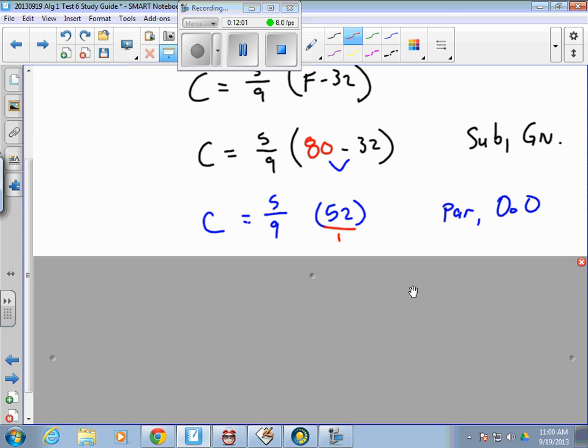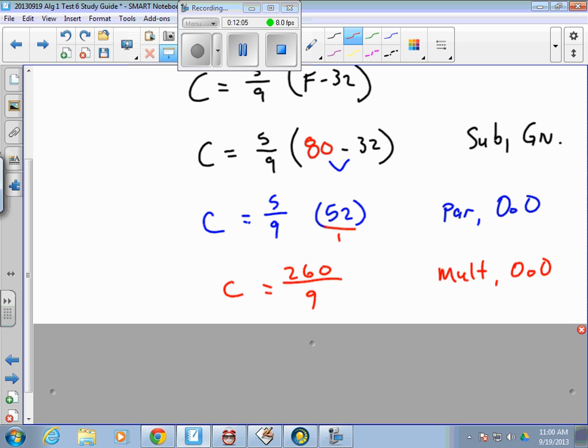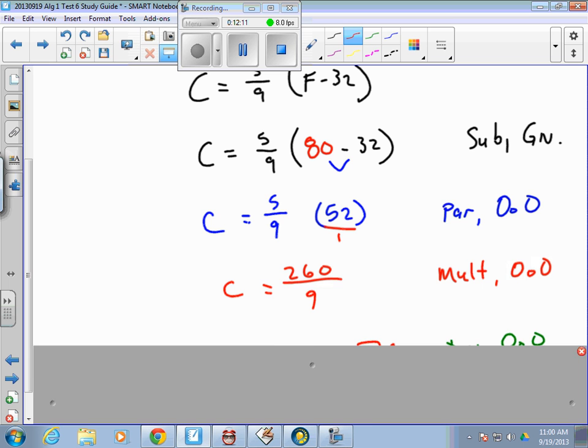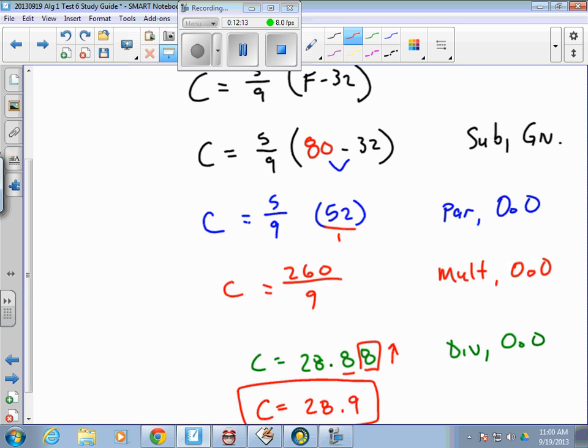Then you have 5 over 9 right next to 52. That means to multiply it. Multiply straight across. 5 times 52 is 260. 9 times 1 is 9. And then simplify that by dividing 260 by 9 to get 28.8. It says round to the nearest tenth. So that means you only want 1 digit after the decimal. That 8 either has to round up or stay the same. The 8 that's on the right of it, since it's 5 or greater, tells you to round up. The Celsius degrees, 28.9 degrees Celsius.